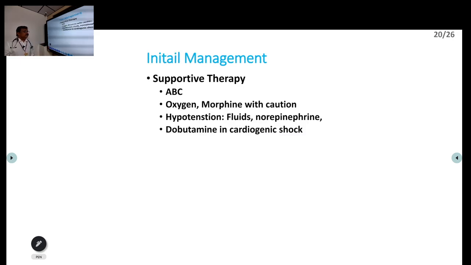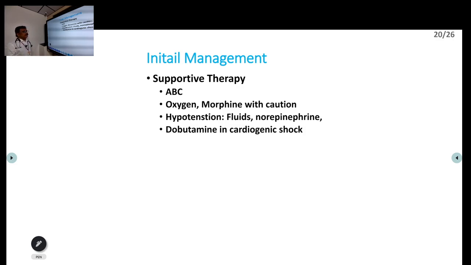Now, initial management in the emergency room, because these patients will come to the emergency room, you have to take care of airway, breathing, circulation, oxygen has to be given. Morphine can be given, but remember, morphine has adverse effects. It can produce sometimes hypotension. So we have to be very careful. If there is no hypotension or chance of hypotension, we can try morphine in smaller doses and build up the dose. Hypotension, again, fluids, normal saline can be given.